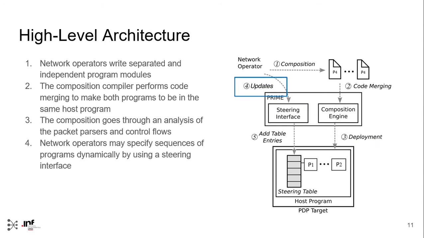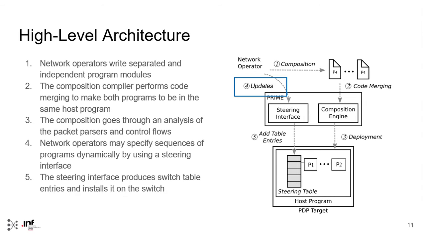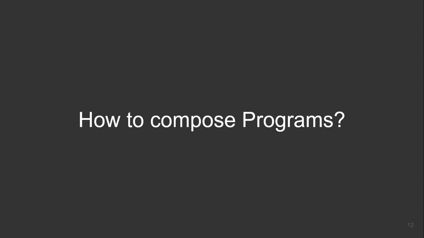After deployment, Prime provides a steering interface where network operators may specify sequences of programs that may process a packet. The steering interface translates the high-level command into entries of a new additional table, which we call the steering table, that specify in which order a packet must be processed. Now we'll describe how to compose programs.